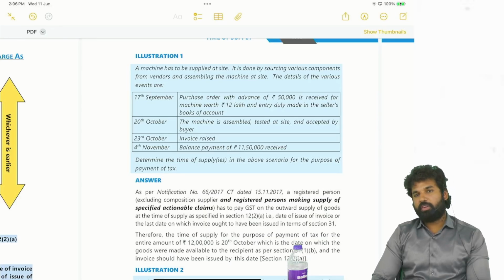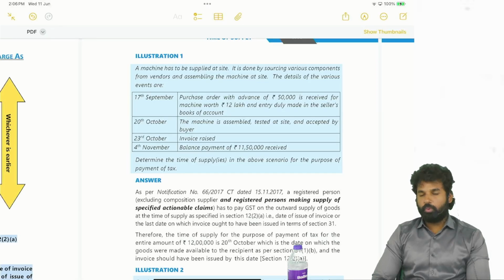Date of issue of invoice or last date of invoice or due date of invoice, whichever is earlier. What is the date of invoice here? 23rd October. What is the due date of invoice? For determining due date of invoice, which section will be applicable? 31. In 31, what is it telling?